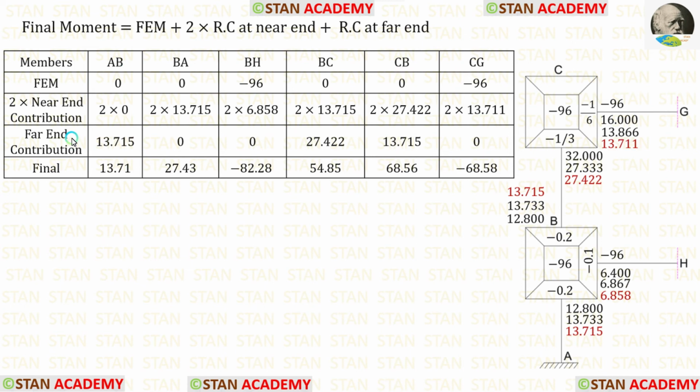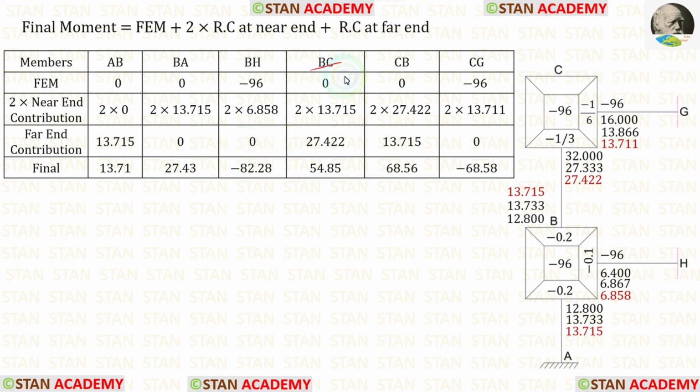Now let us enter the far end contributions. For AB, the far end is BA. In BA, the contribution is 13.715. For BA, the far end is AB. In AB, the contribution is 0. For BH, the far end is HB. In HB, the contribution is 0.